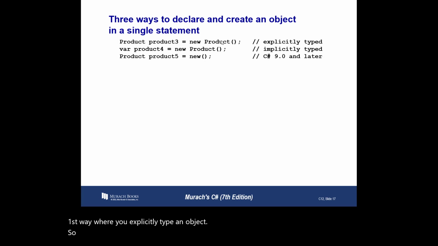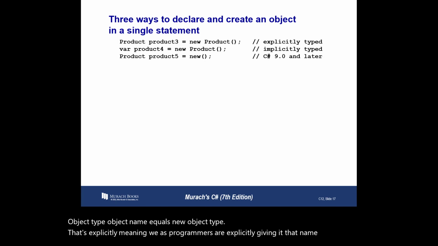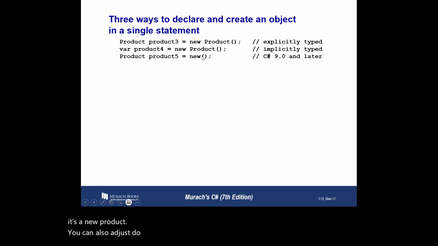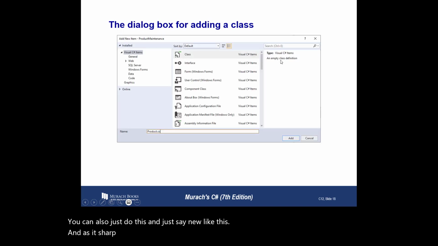So in other words, object type, object name equals new object type. That's explicit, meaning we as programmers are explicitly giving it that name and type. Here we are doing it implicitly. By using the word var, we're letting the system figure out, oh, it's a new product. You can also just do this and just say new like this. And as it says, C# 9.0, so that's a fairly new invention, so to speak.